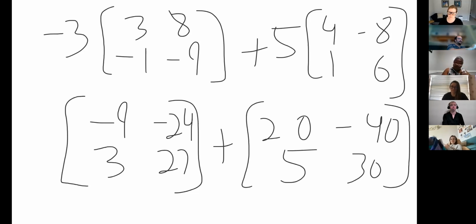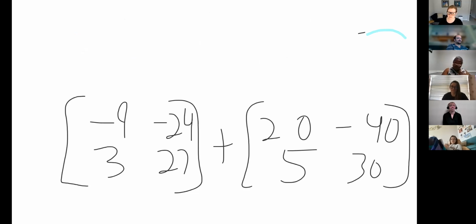And now I don't have any more room, so I'm going to have to delete the problem off of here. If I do this, I should get the same size matrix as these two things. It should be 2 by 2.